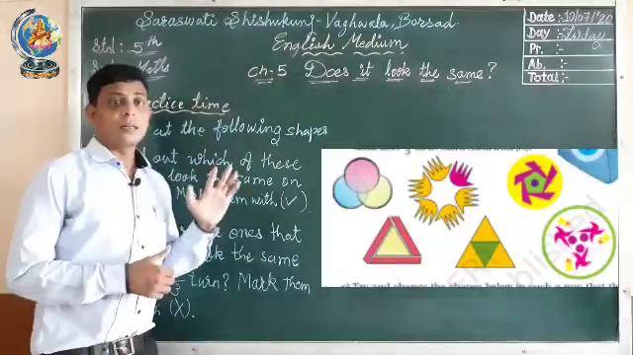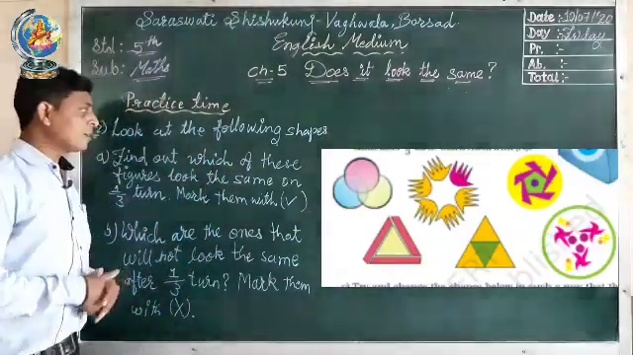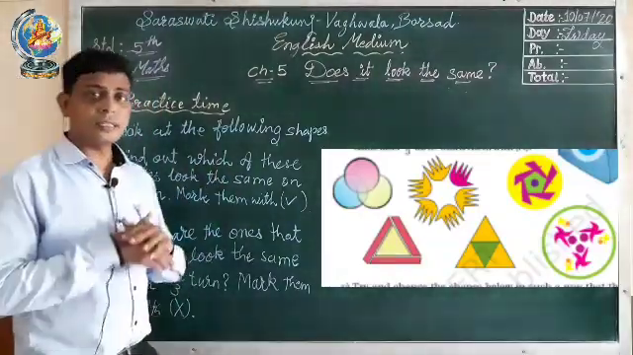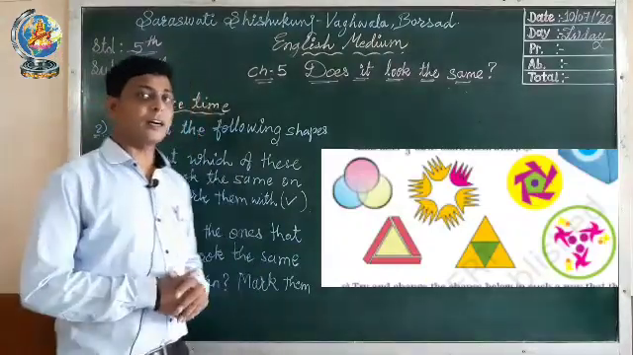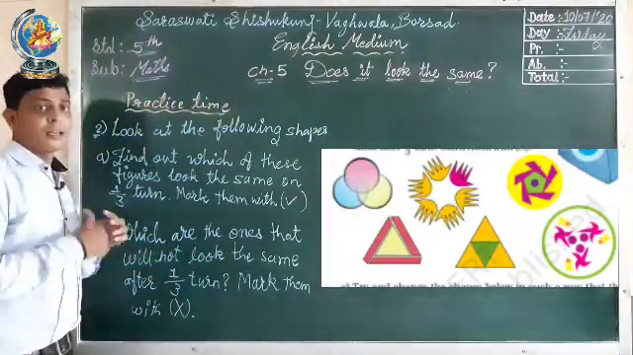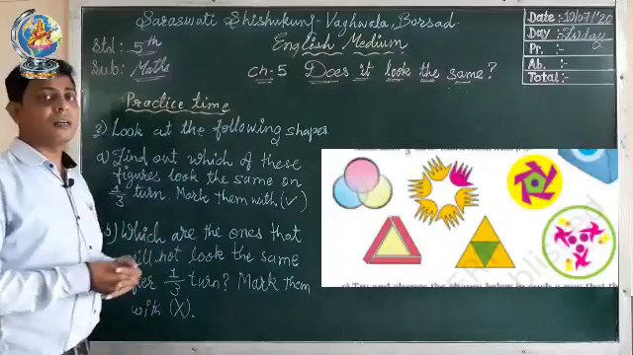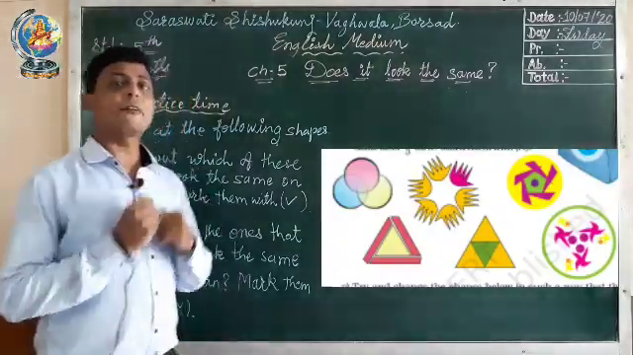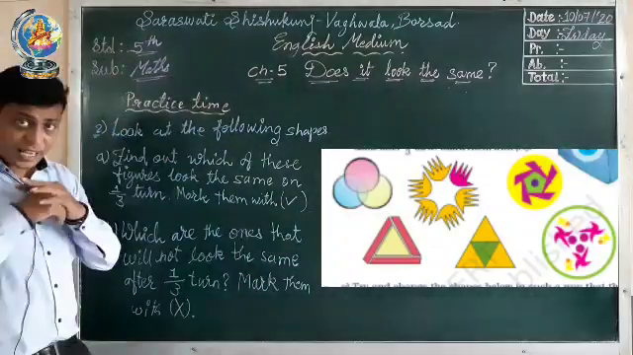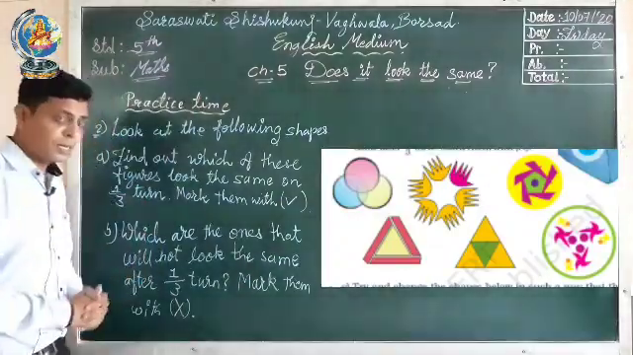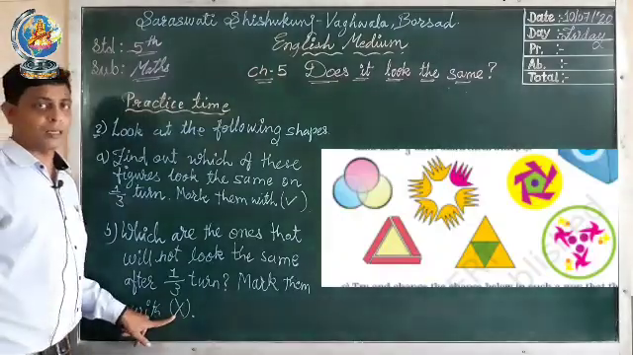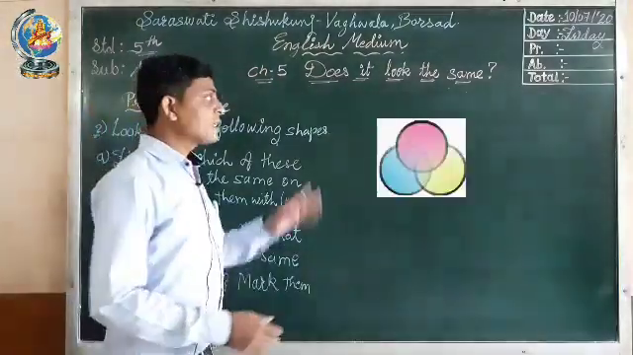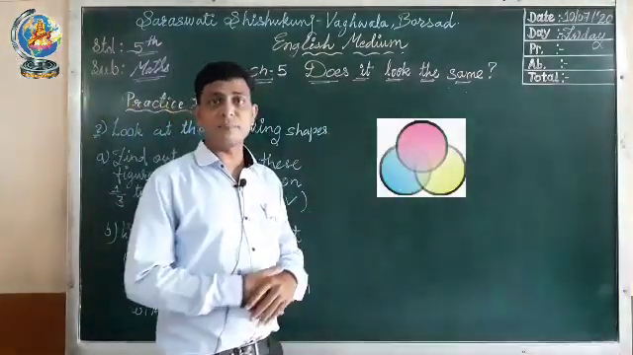Means from this question we understand that whichever figure is given, we have to rotate that figure into 1/3 turn, and when we rotate into 1/3 turn, at that time whether the figure looks the same. If it looks the same, then we have to do tick mark, and if it is not looking the same, then we have to do cross mark. So let's begin it. See the first number figure, you can see in the picture.